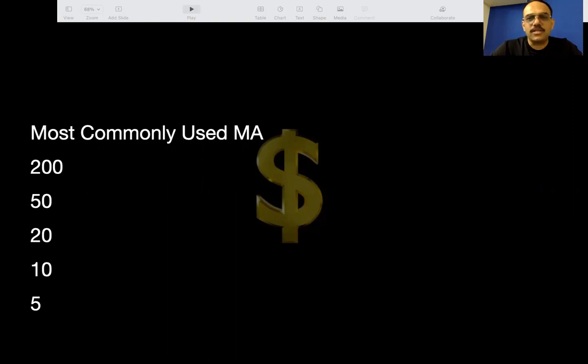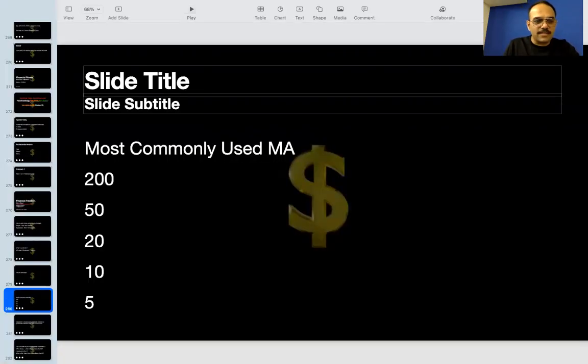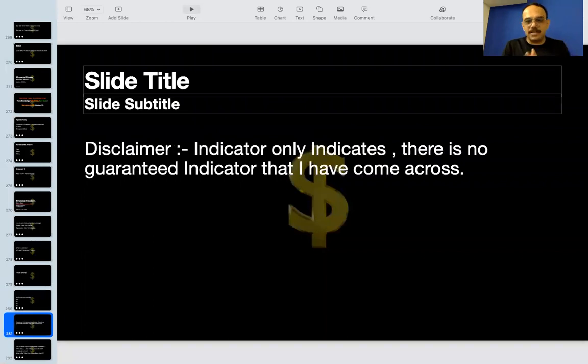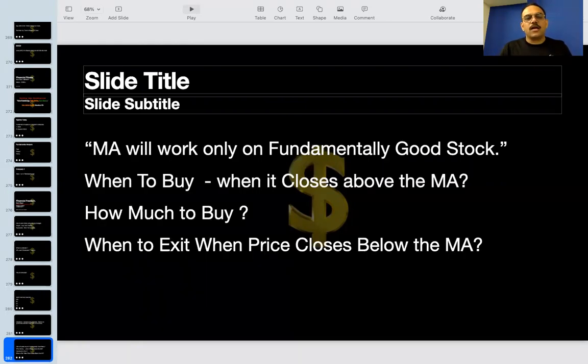Now, the question might come to you, okay, before we go to the moving averages, I'll answer that question. So, disclaimer, I told the disclaimer: indicators only indicate. There is no guarantee, there is no indicator which will give you a guarantee that if this happens, you buy and you will have profit. There is always a chance of failure with all indicators also. Before we go into the nitty gritty of moving averages, this is the final slide from my side.